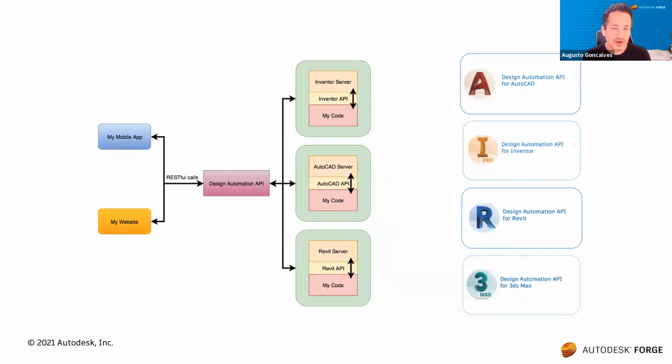We can run Design Automation from any device. It's a REST application, so you can call it from your mobile application or website application. That will then call the Design Automation API, call the engine to execute the code. For Inventor it's the Inventor server that we see on the desktop. For AutoCAD it's the AutoCAD console, and for Revit it's the headless version of Revit.